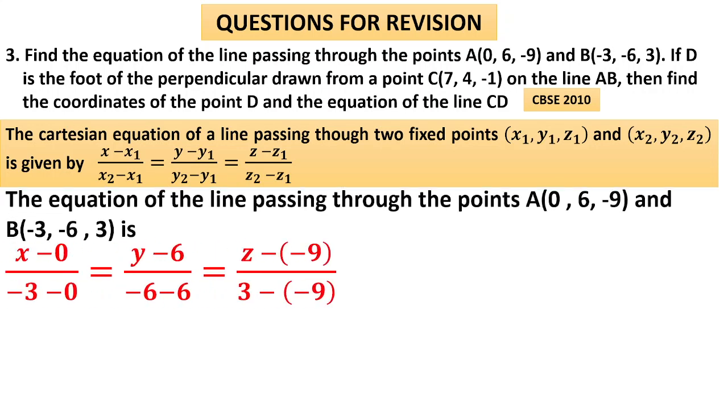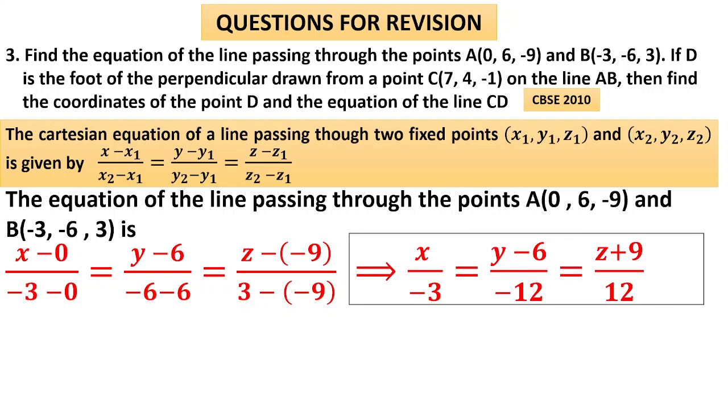and we will construct the equation: x minus 0 by x2 minus x1 is minus 3 minus 0, y minus 6 upon minus 6 minus 6, then z minus of minus 9 by 3 minus of minus 9. Well, this is the equation: x upon minus 3, y minus 6 by minus 12 is equal to z plus 9 by 12. Remember, even if for foot of the perpendicular the problem is given in vector form also, we have to make use of it.